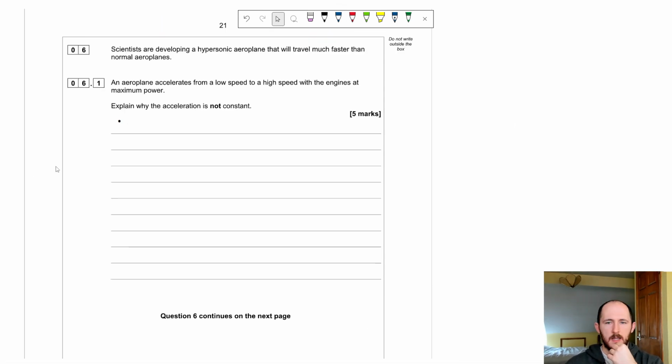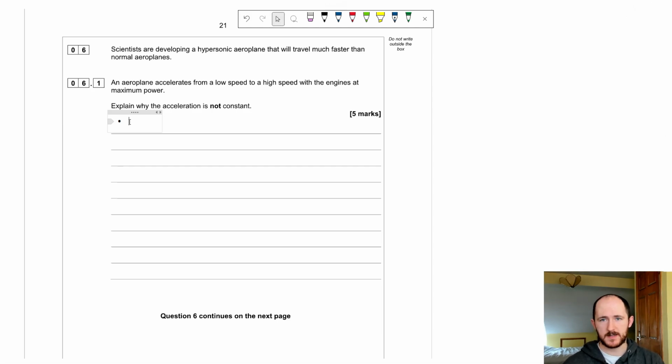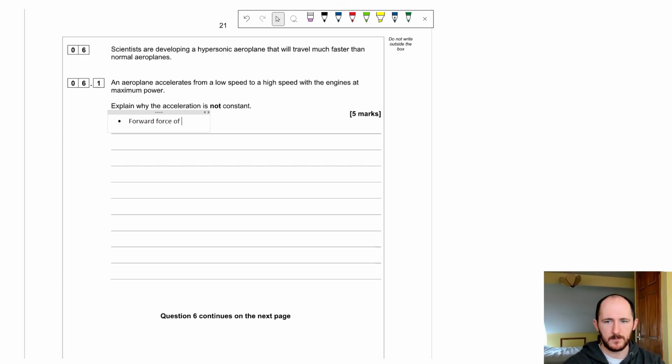Pretty cool. So here is a very interesting question. This is the last question, but it's only 2 parts because each part is worth a lot of marks. So scientists are developing a hypersonic aeroplane that will travel much faster than normal aeroplanes. An aeroplane accelerates from a low speed to a high speed with the engines at maximum power, but the acceleration is not constant. Why? Well, the forward force of engines is constant. So you might think, well, hang on, that means the acceleration is constant.